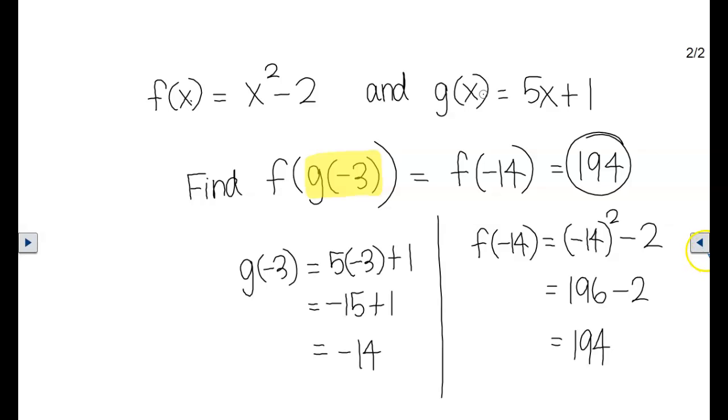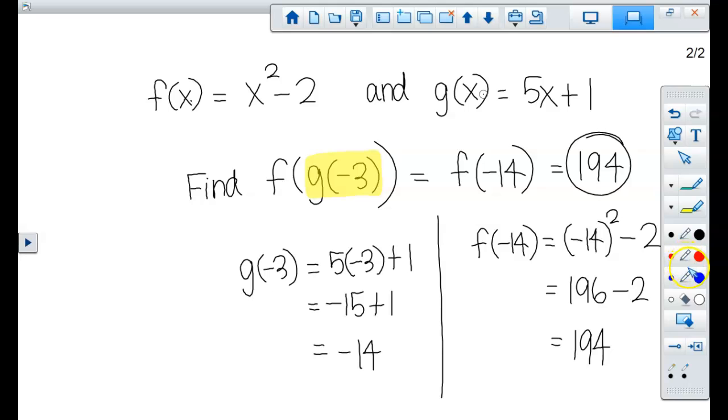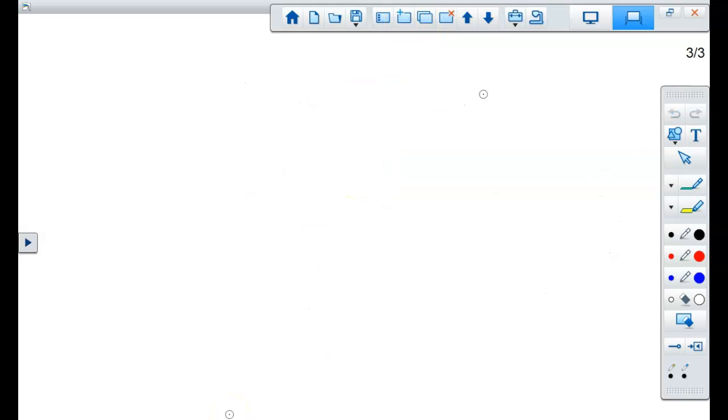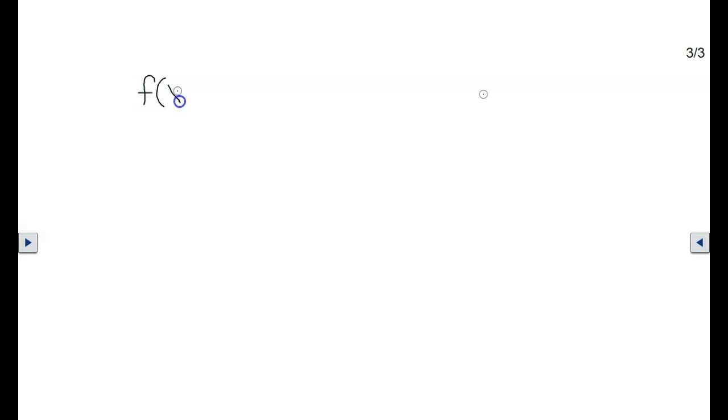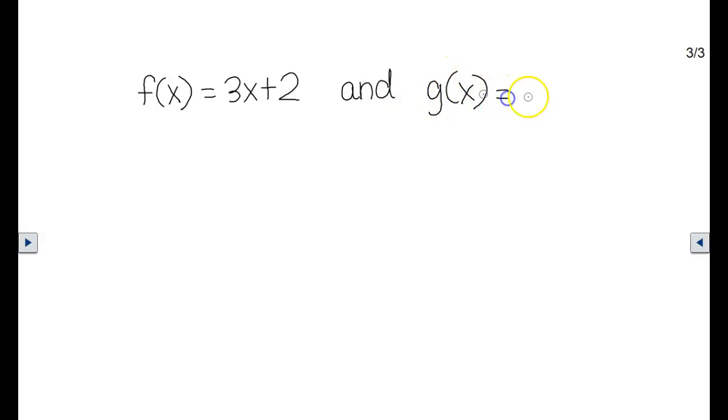We're going to continue to work with these composition problems today, but the thing that will be different for us is that we won't be seeing a specific input any longer. So let me show you what I'm talking about there. Problems today are going to look like this. Let's say we have f of x is equal to 3x plus 2 and g of x is equal to 4x plus 5.